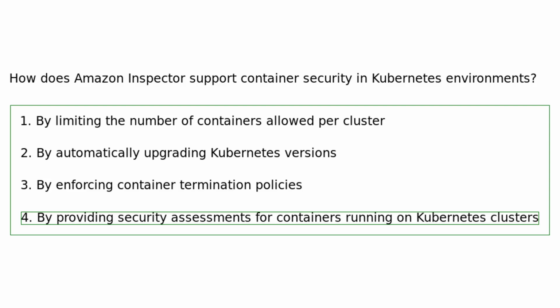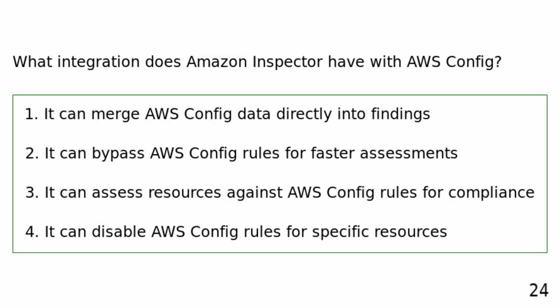Amazon Inspector supports container security in Kubernetes environments by providing security assessments for containers running on Kubernetes clusters, ensuring that containerized workloads are protected from security vulnerabilities. What integration does Amazon Inspector have with AWS Config? It can merge AWS Config data directly into findings. It can bypass AWS Config rules for faster assessments. It can assess resources against AWS Config rules for compliance. It can disable AWS Config rules for specific resources.